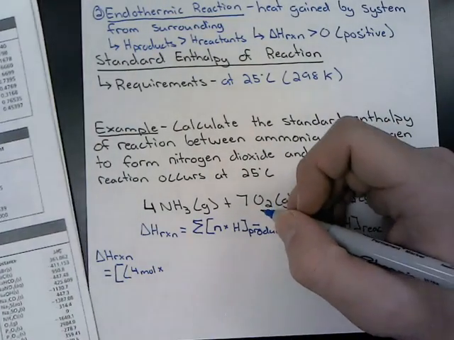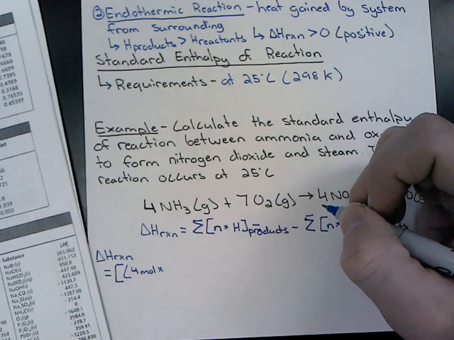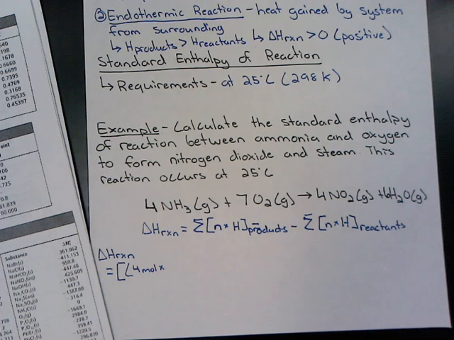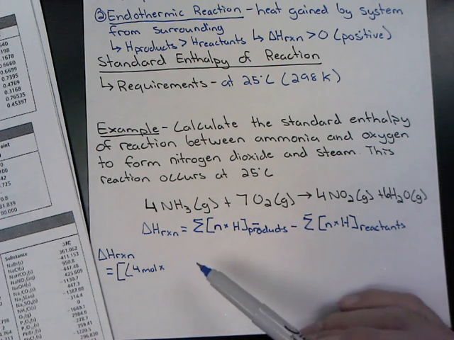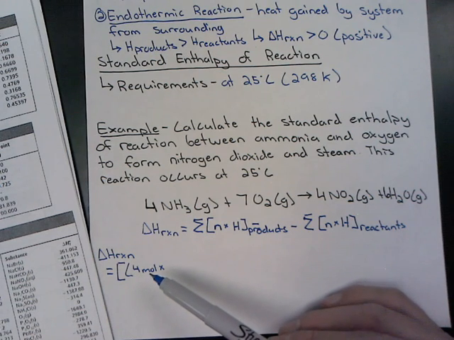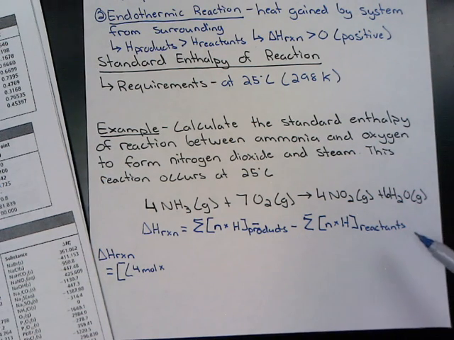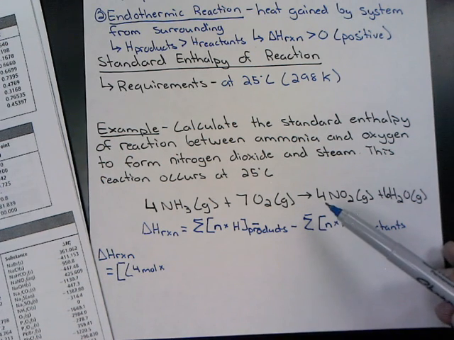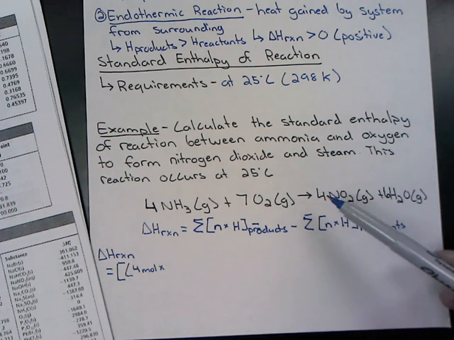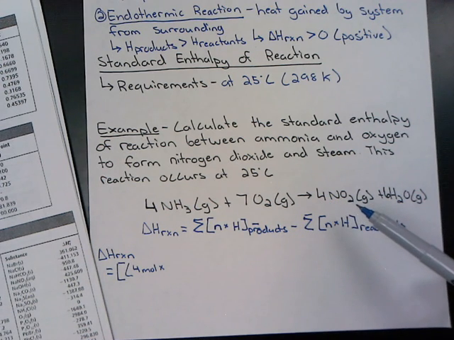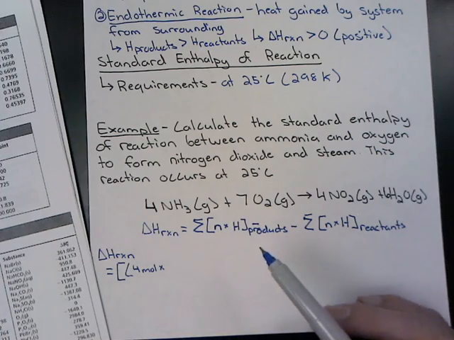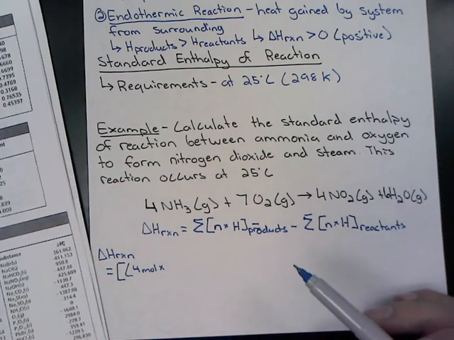All right, pause what we're doing here. I made a minor mistake. It's products minus reactants. Here's what happens. We still can use this 4. This 4 moles is for NO2. So, again, 4 moles for NO2. I looked up the wrong value. Always do products minus reactants.